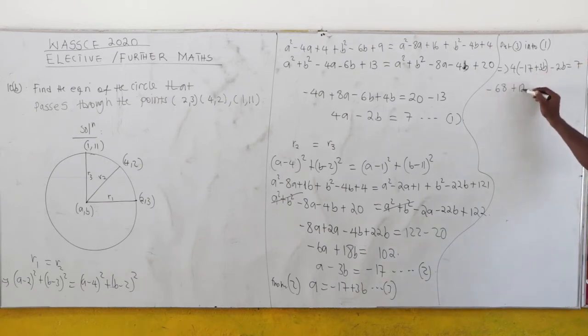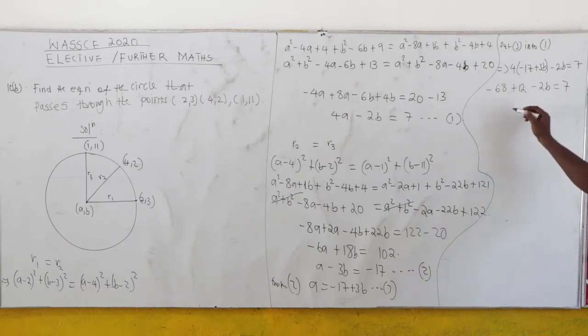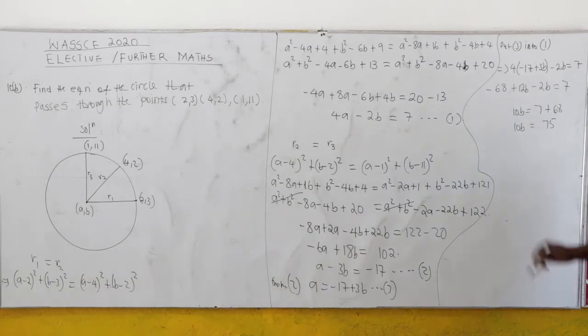4 times 3, that's 12, minus 2b equal to 7. So what do you have? Don't forget, this is b. 12b minus 2b, that is 10b equal to 7 plus 68. 10b equals 7 plus 68, and this is just 75. Finding our b is 75 over 10. 5 will go into 15, 5 will go into 10, that's 2. So we have our b to be 15 all over 2.